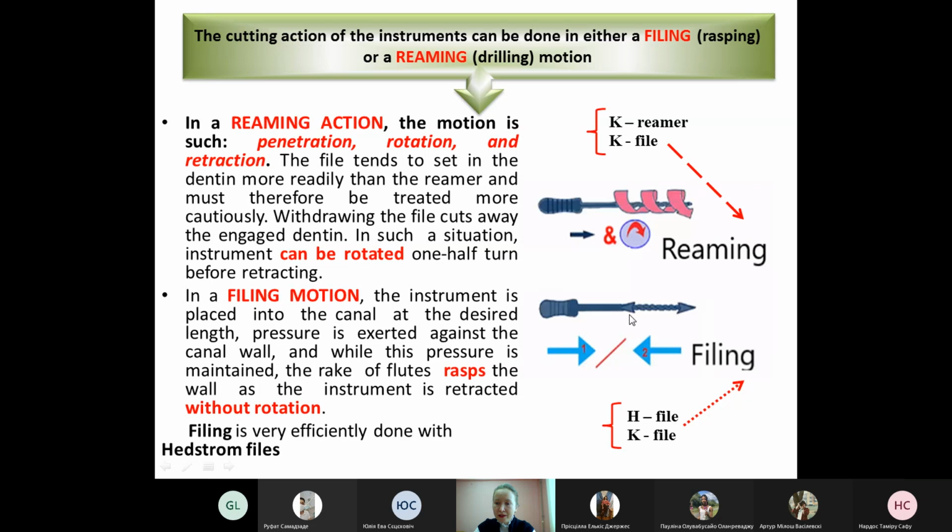But filing motion is done very efficiently with Hedstrom files. Hedstrom files only work in filing motion. It is actually prohibited to do rotation with a Hedstrom file because it can lead to fracture of this instrument inside the root canal, and thus endodontic treatment is compromised.